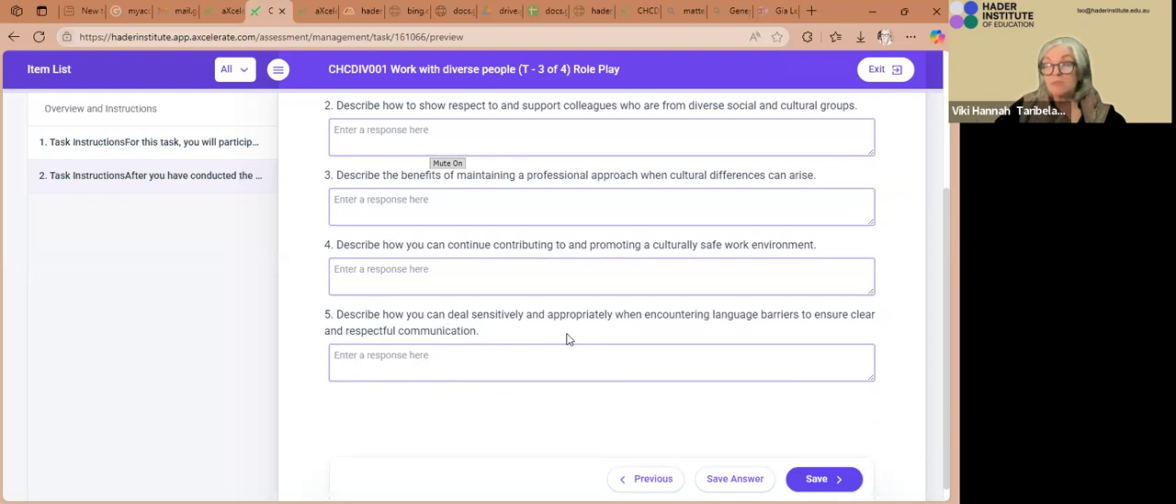Yeah, just describe how you can deal sensitively and appropriately when encountering language barriers to ensure clear and respectful communication. You'll speak to your supervisor. Look, there is some language barrier there, and Ryan happens to have a stutter. The more anxious he becomes, the more his speech impediment is prevalent. So that's another approach that all has to be guided when you're doing your role plays.